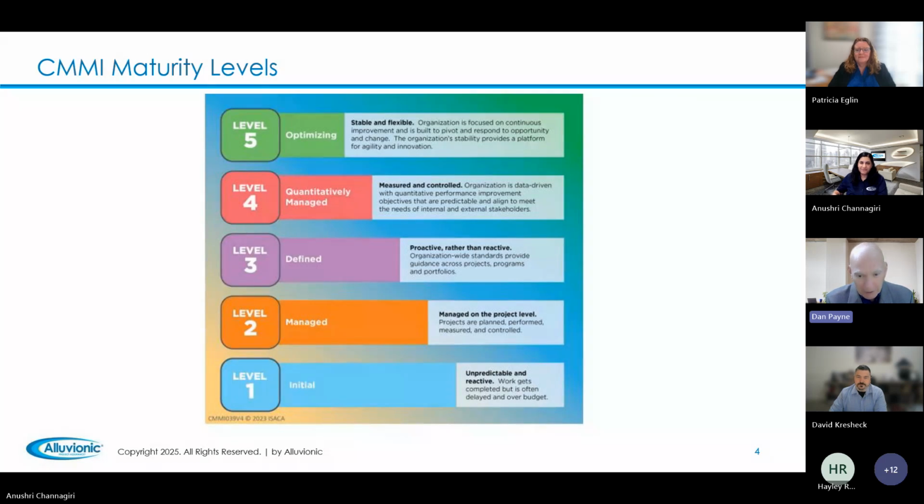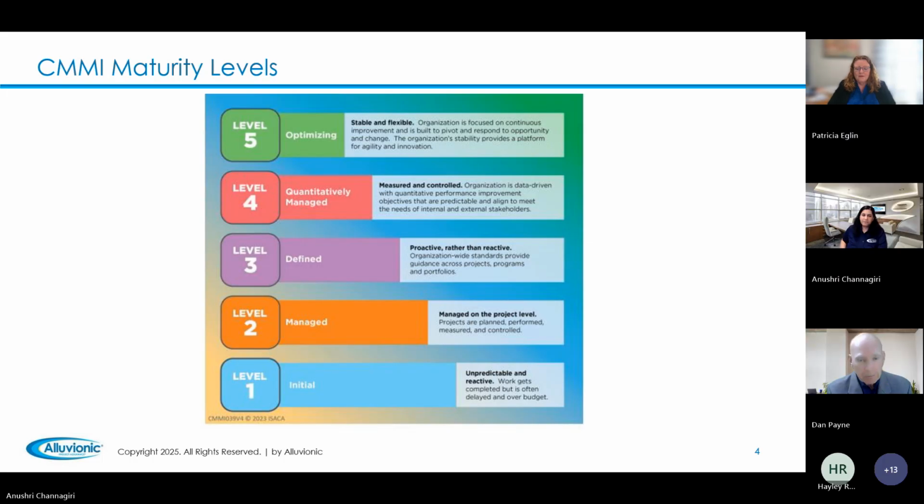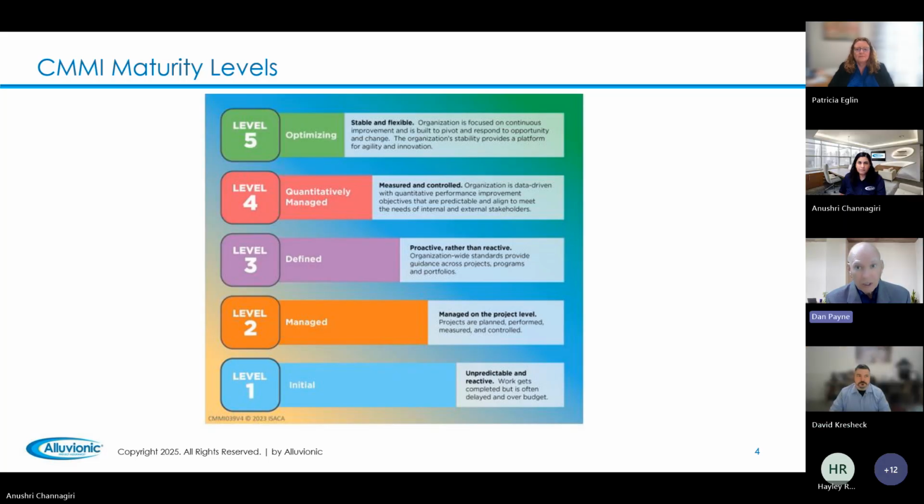So yes, there are 5 levels. So as David had mentioned, at the unpredictable and reactive level 1, their process is not well defined or defined at all, and they're recreating everything multiple times for all of the new projects. Level 2 means that you're managed. You have projects that are in place, and those projects are following their own prescriptive documents in order to deliver to the customer.